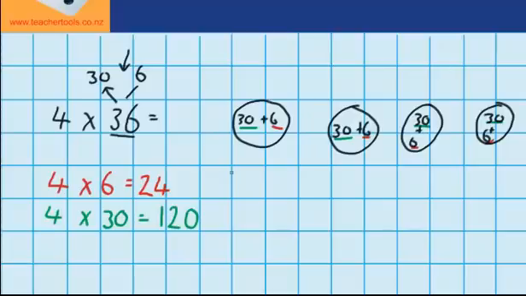So now I've just got one step left. I need to add these two amounts together. 120 plus 24 is 144. So the answer to 4 times 36 is 144.